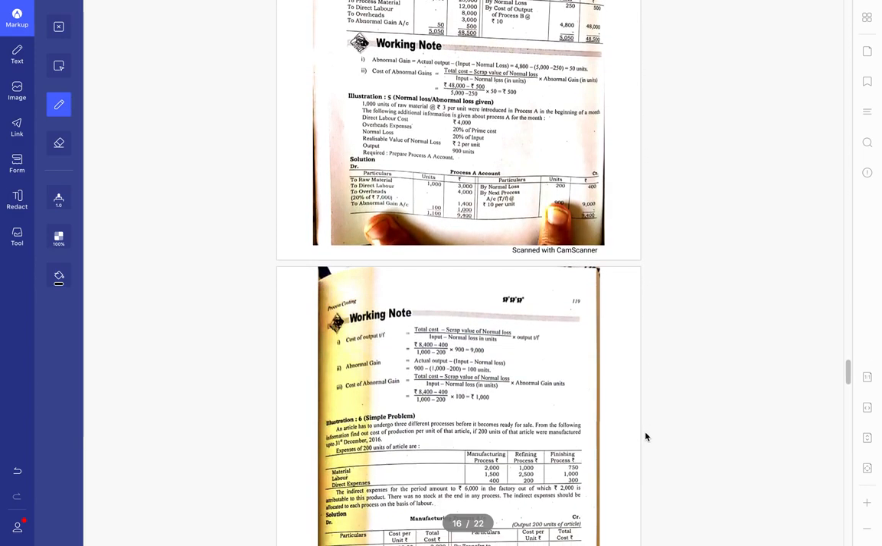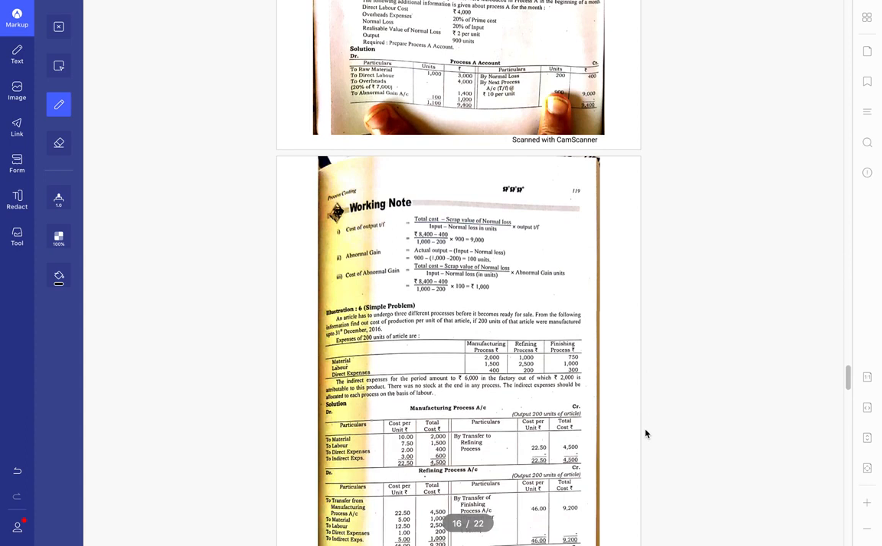Similar calculations can be done for normal gain also, so I won't be taking up that question.